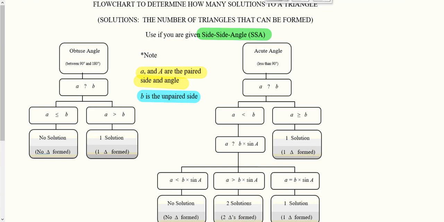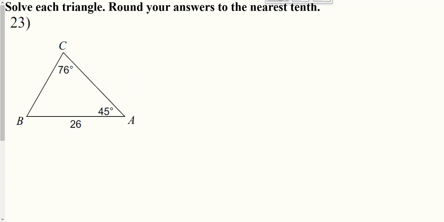Well, here's a bigger version of the flowchart, which is all on your reference sheet, so you'll have access to it. Now, when we look here, you'll notice that we have an angle followed by another angle followed by a side, which is an angle-angle-side. It's not that side-side-angle stuff, so we don't have to be concerned about the flowchart. We can just go ahead and use law of sines and power on through it.